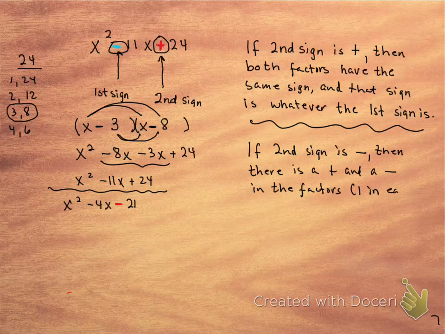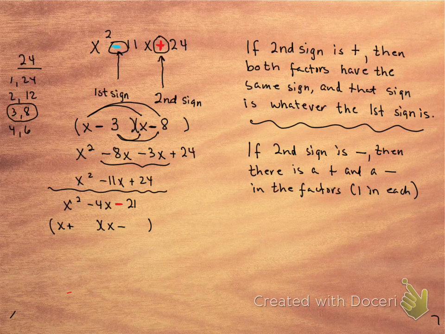One in each. Okay, so in other words, this second sign is a negative. Once we see that it's a negative, we know that there's an x plus and an x minus. That's what it means when it says if the second sign is negative, then there is a plus and a minus in the factors, one in each. So a plus in one, a minus in the other, and no, it doesn't matter where you put the plus and the minus. What does matter is that you put the numbers correctly with the plus and the minus.